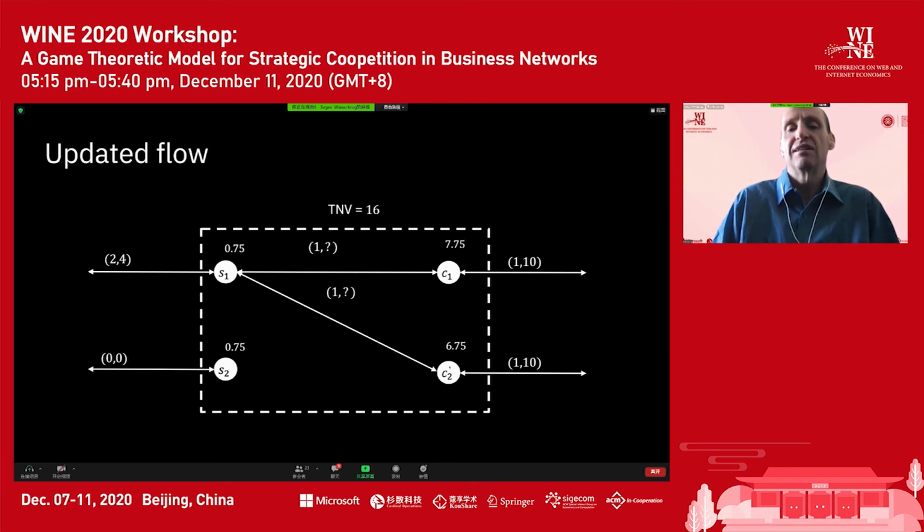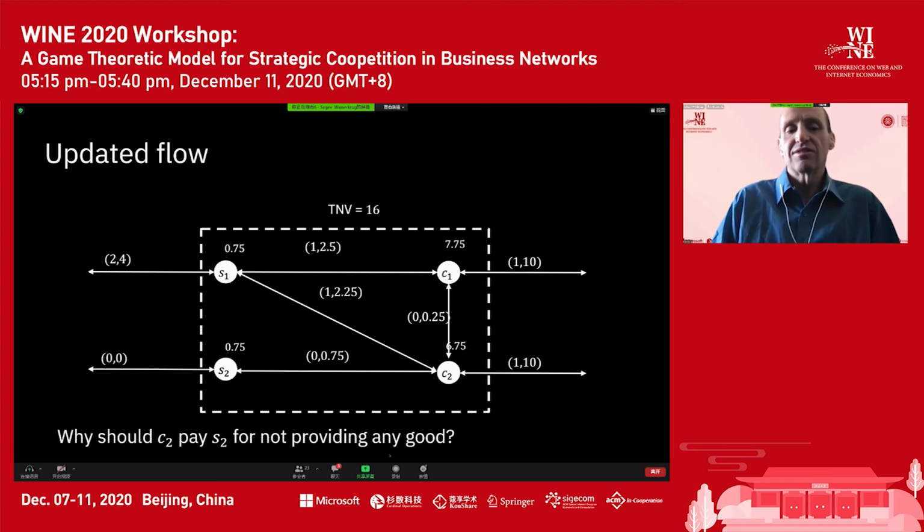So say we divide the new unit equally between the 4 participants, which means that C2 must actually transfer not only value to S1, but in order to get this value, C2 must transfer value to S2 for basically doing nothing, right? Let's put aside C1 for a minute. But the question arises, so this seems counterintuitive. Why should C2 pay S2 for not providing any good?